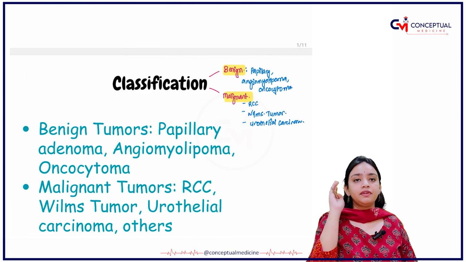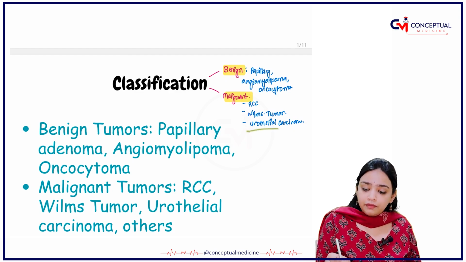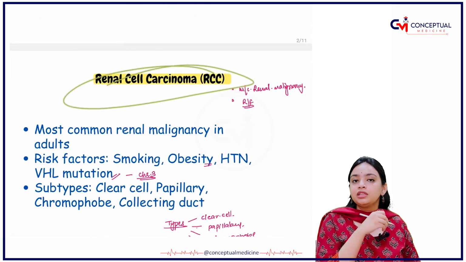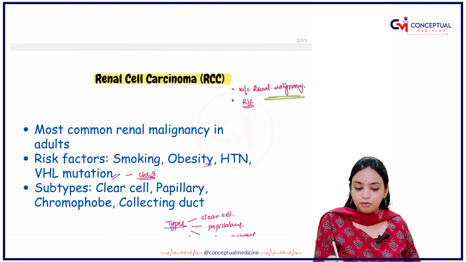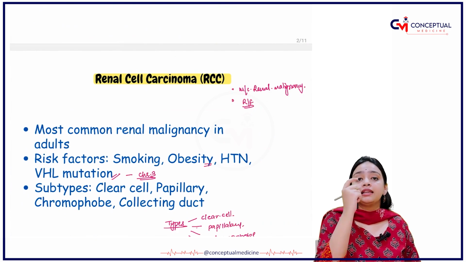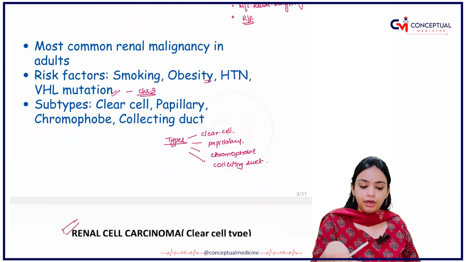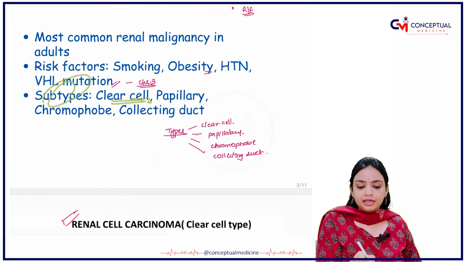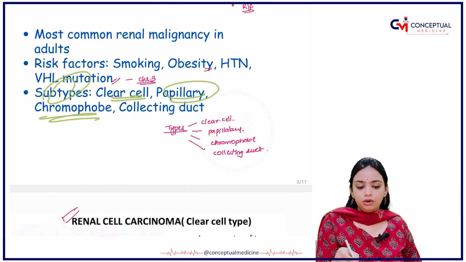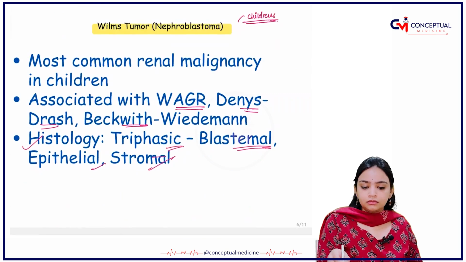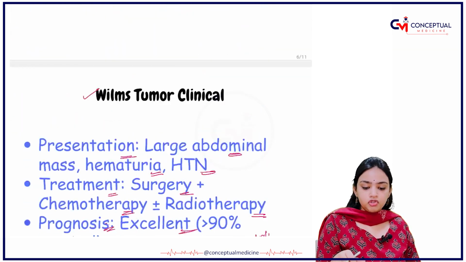We are done with RCC, we are done with Wilms tumor. Now we are left with the urothelial carcinoma. What we have seen in the RCC, we have seen that it is the most common malignancy in adults. If I ask you most common malignancy in children, it is Wilms tumor. Okay, so the subtypes are clear cell, papillary, chromophobe, and the collecting duct. Grossly, we have seen clinical features. We have seen Wilms tumor is most common in children.